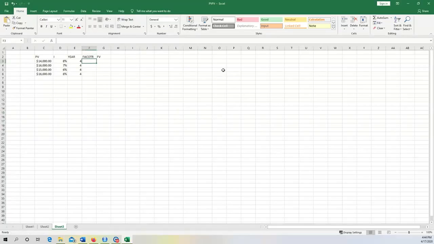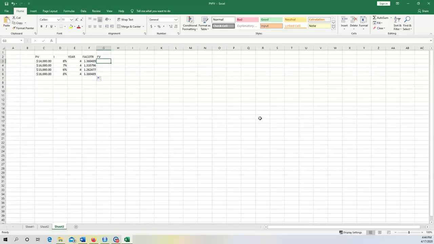Okay, so next, I want to calculate the factor to figure out the future value. Remember how to calculate the factor. Equals what? Parenthesis 1 plus 8%, right? Closing parenthesis, raised to the power 4. Now I want to apply this formula to the remaining 3 cells, so I don't have to repeat this process. I can simply select this cell, right? I can drag. That means I'm going to copy this formula to the remaining 3 cells.